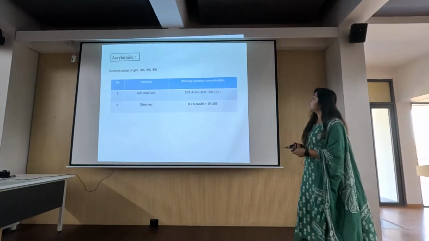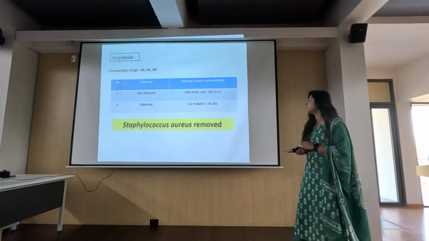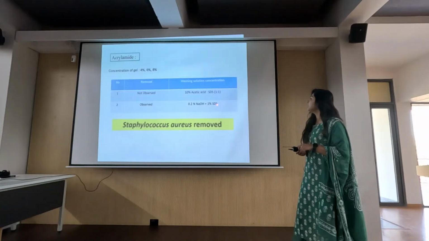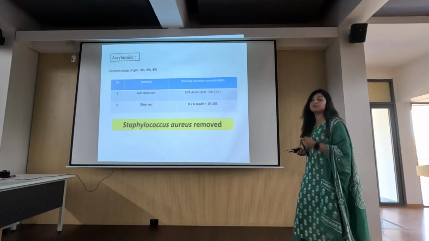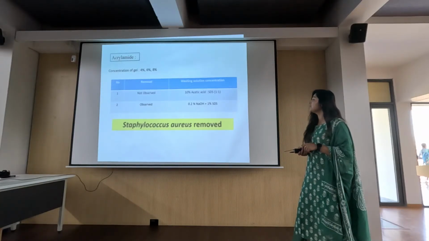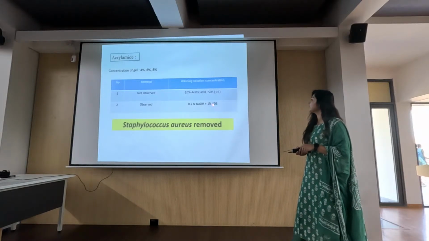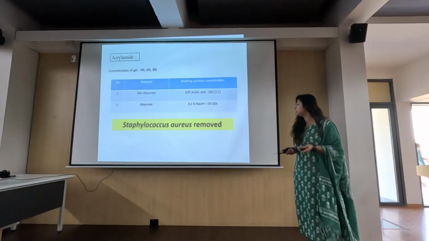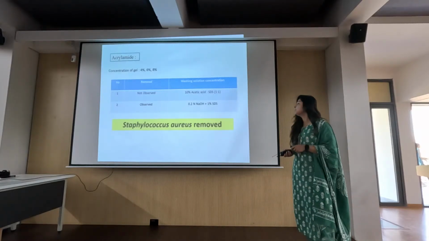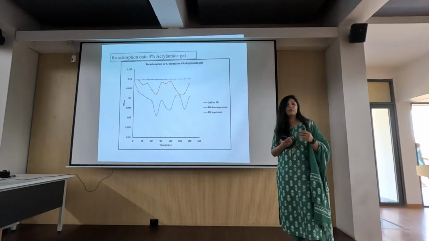And when we used the washing solutions, there were two compositions we used according to the literature: 10% acetic acid and SDS in a 1:1 ratio, and then 0.2 normal NaOH and 1% SDS. With the help of NaOH and SDS, we were successful in removing the S. aureus from the gel. And then we tried reabsorption with the sample.